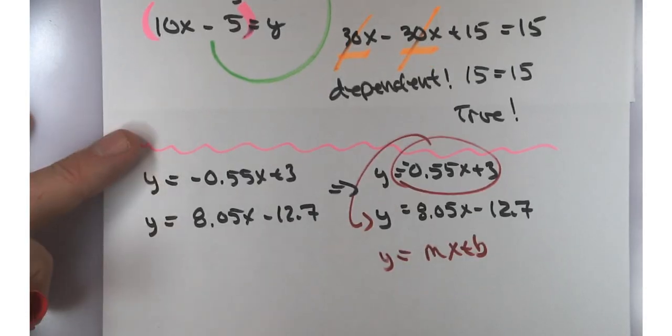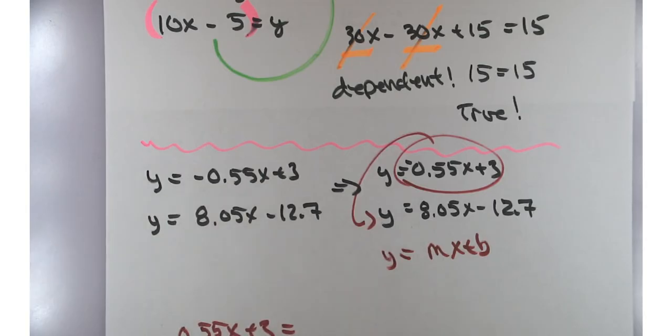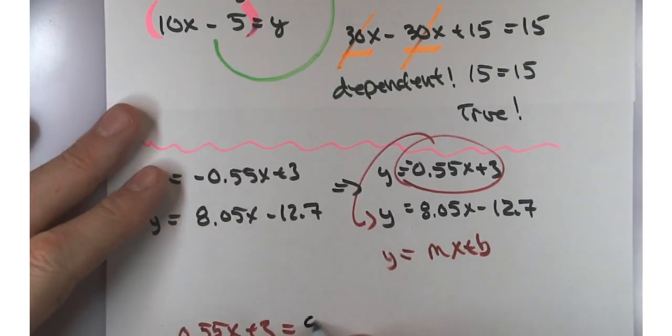So it's going to be negative 0.55x plus 3 equals 8.05x minus 12.7.